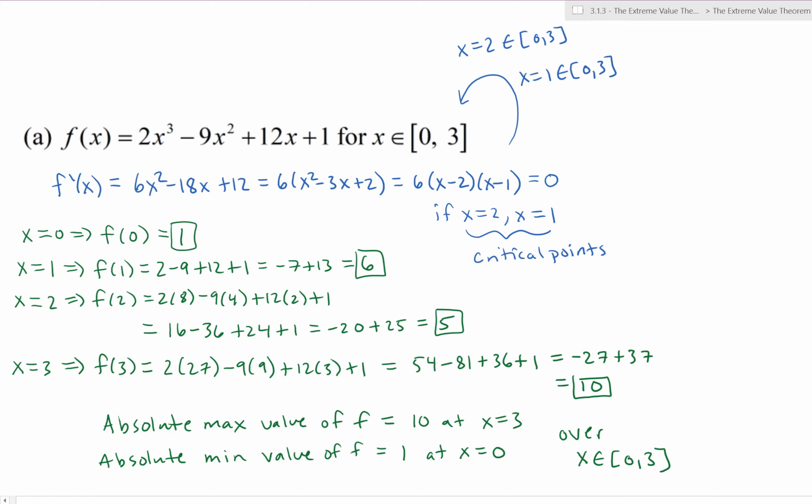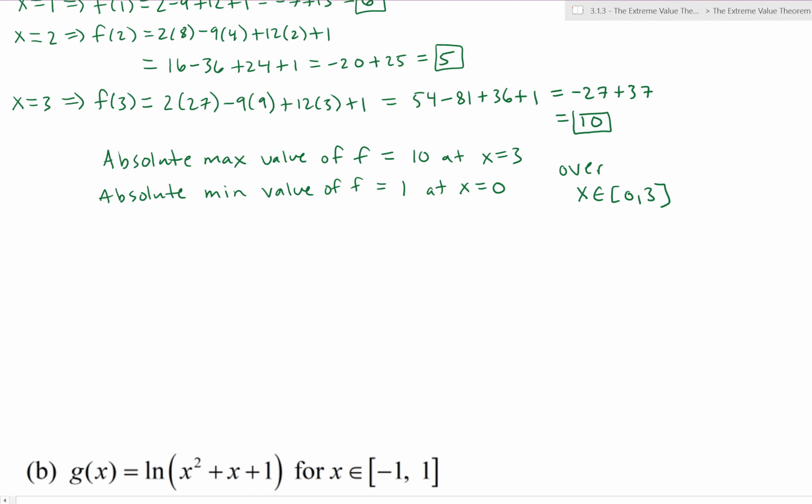And so that's an example of using the extreme value theorem. For a continuous function over a closed interval, we can find those absolute extrema by evaluating the function at its endpoints and also evaluating the function at its critical points within the interval. Whatever the smallest is, that's going to be our absolute min, and whatever the biggest is, that's going to be our absolute max.